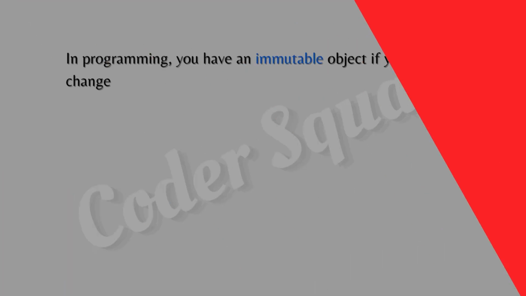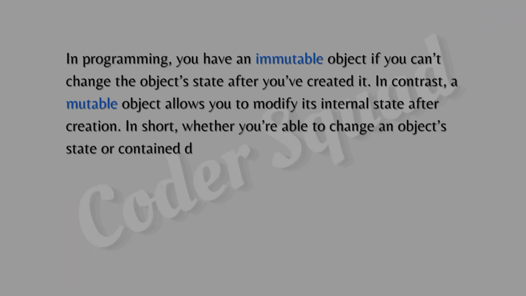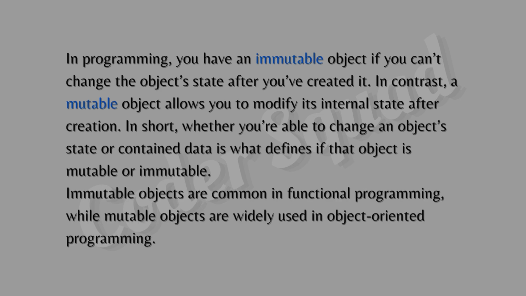Understanding mutability and immutability is key. Variables can be mutable, allowing their values to change, while constants are immutable, retaining their assigned value throughout the program.